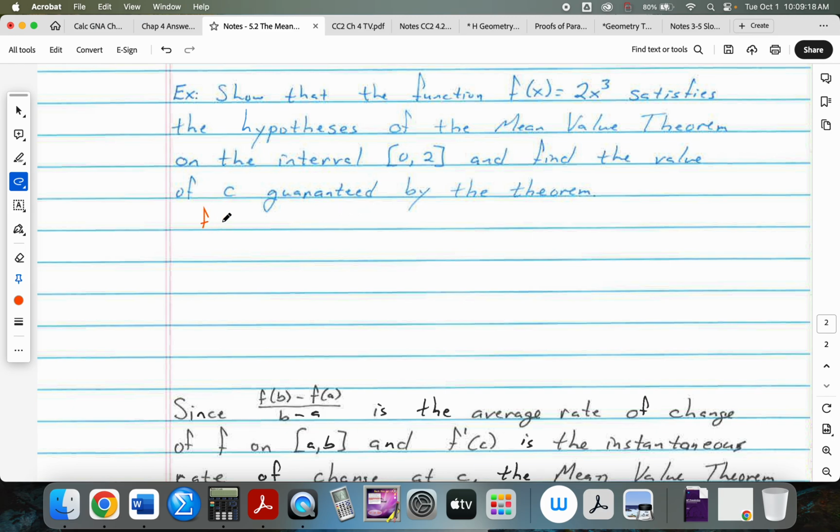Well, f is continuous on the closed interval from 0 to 2 because it's a polynomial. And differentiable on that open interval from 0 to 2. Again, we don't care about differentiability at the end points, just in between. So the mean value theorem applies.